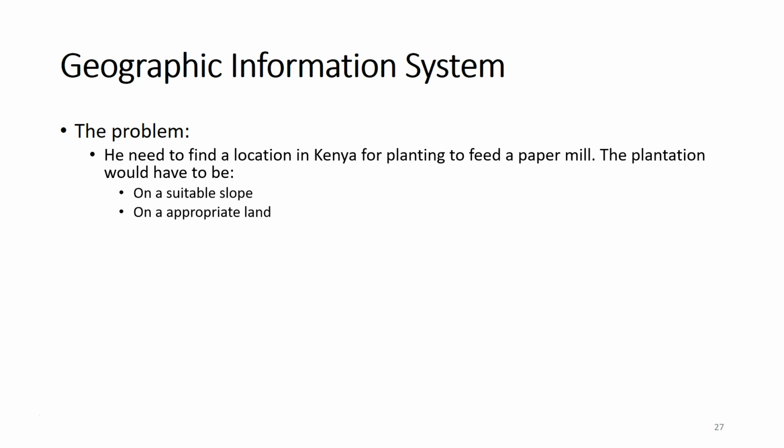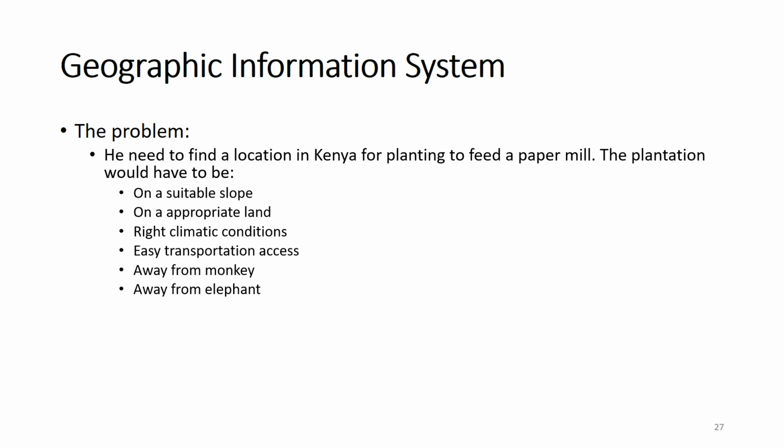On land that is suitable, so that means it cannot belong to someone else, and can be purchased. It's not controlled by the government, for example. Right climate condition, so this might be another map. Easy transportation access, so that means there's a map for the routes, railways, different types of route conditions. Away from monkeys, so he needed to look for the map. Away from elephants.